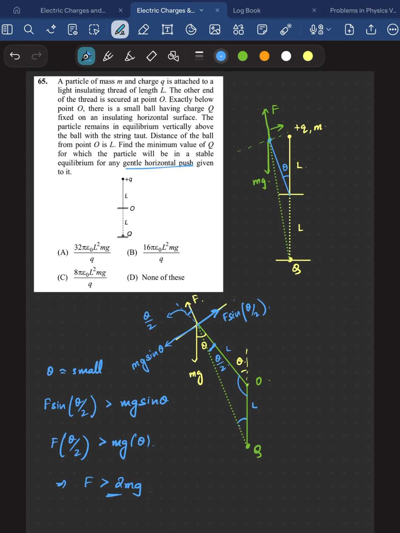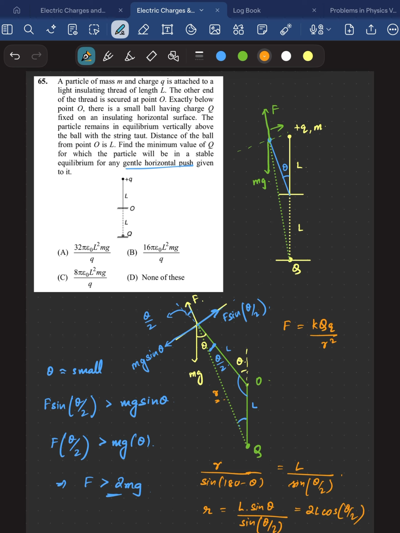Okay, now let's write the expression for what the force will be at that new position. Your force between these two particles is given by Coulomb's law, that is equal to kQq by r squared, where r is this distance. And how do I find the value of r? We'll find it by using the properties of a triangle. That is, I'll write r by sine of 180 minus theta is equal to L by sine of theta by 2. So from this you get r is equal to L into sine of 180 minus theta, which is sine theta itself, by sine of theta by 2. So this will become equal to 2L cos of theta by 2. But because once again theta is a small angle, we can conclude that r is equal to just 2L itself, as cos theta will be tending towards 1. So we'll be approximating r to be equal to 2L.